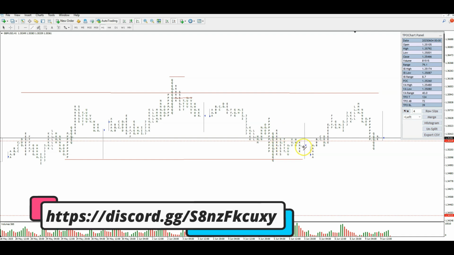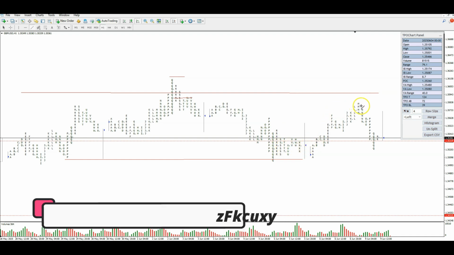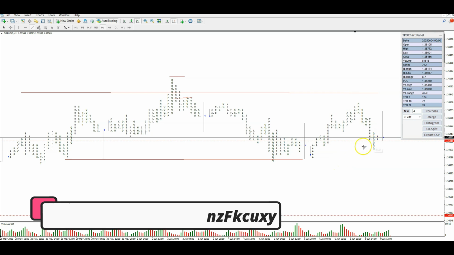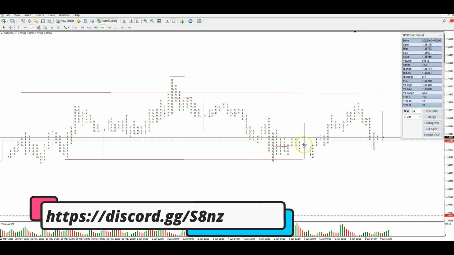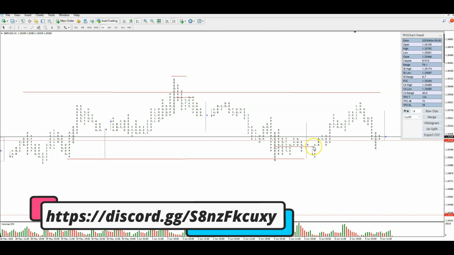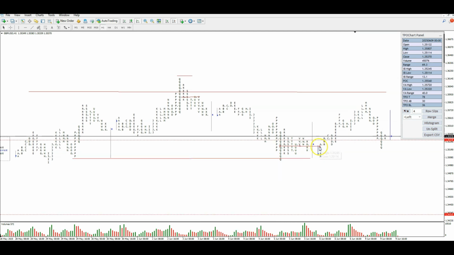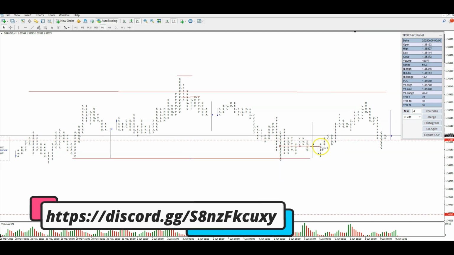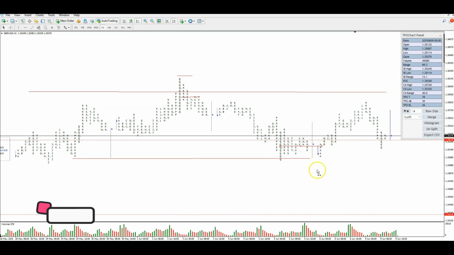For me, that's a really good trade to take into Europe. Maybe not so much into the US session today, but definitely into Europe. That would have been a really good long. I did not take this trade. I spoke about the potential for it to happen, but I did not take the trade in the end.